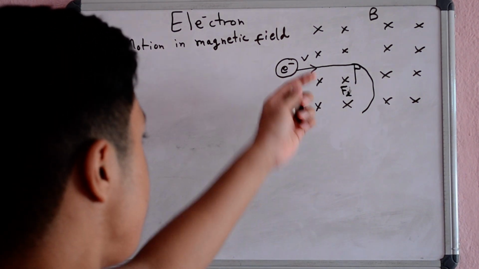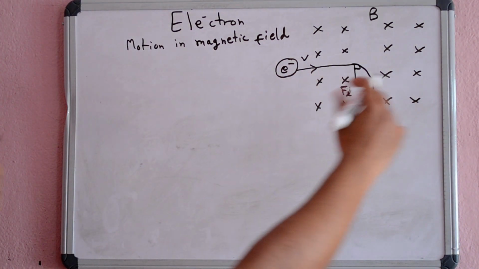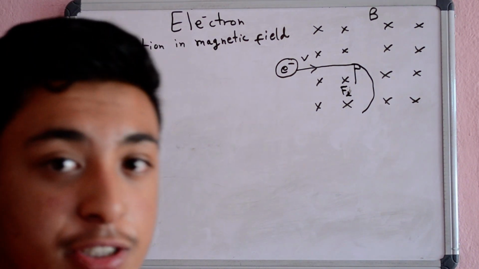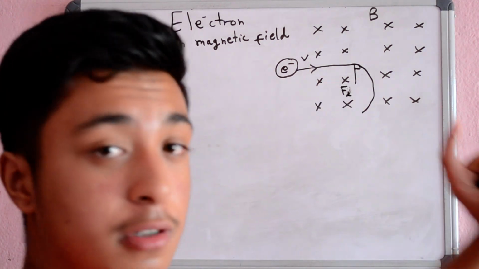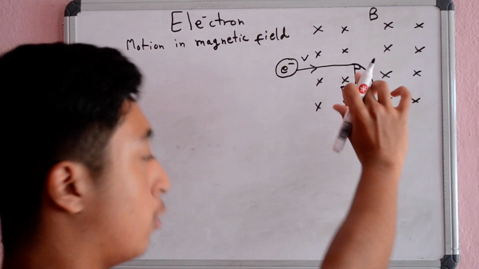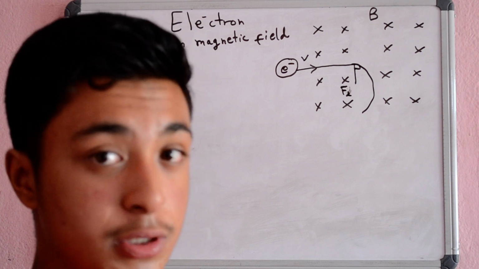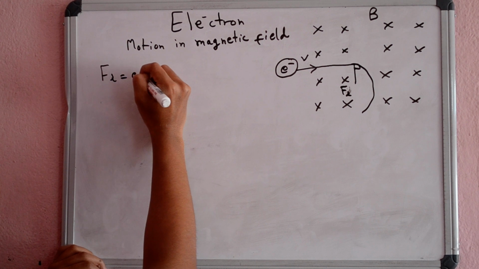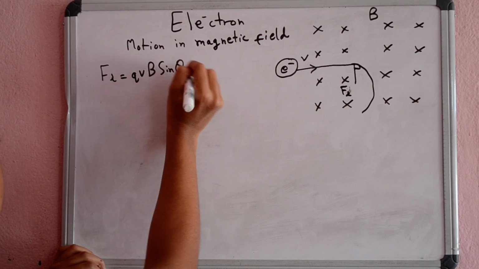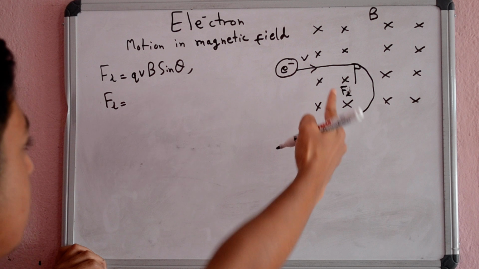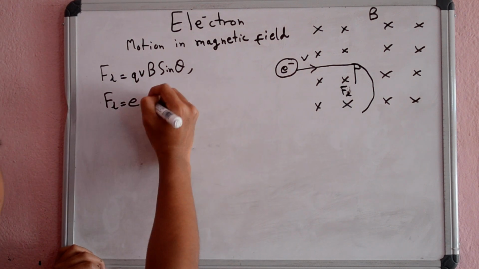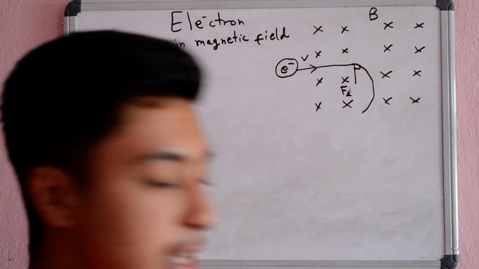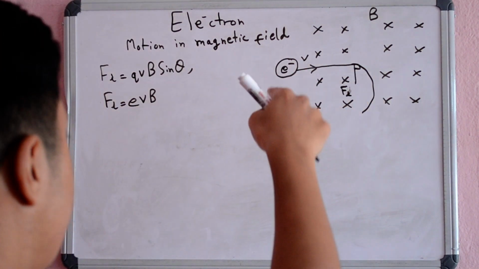Now here, since the electron moves in a circular path, that means it has some centripetal force, and this centripetal force is balanced by the Lorentz force. Now first let's find what the Lorentz force is. Lorentz force is given by qvB sin theta, right? So in this case the Lorentz force is, charge is e, velocity is v, B, and sin 90 because here the angle between velocity and the magnetic field is 90 degrees.